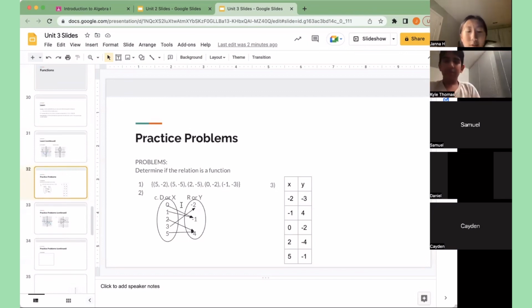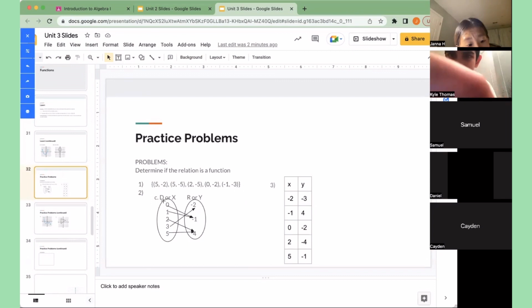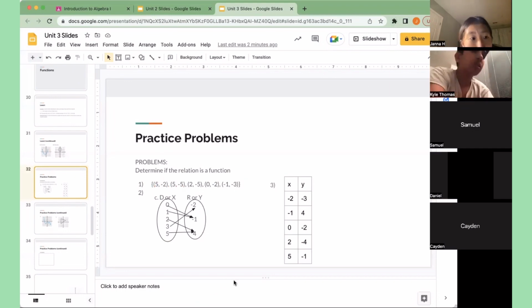Okay. So for these practice problems, you're just determining if they're a function. So, number 1, I'll do with you guys. Here you want to check all the inputs and outputs to make sure each input only has one output. But as you can see here, 5 has -2 and -5. So this is not a function. Why don't you guys try number 2 and 3 on your own and type whether it's a function or not in the chat.